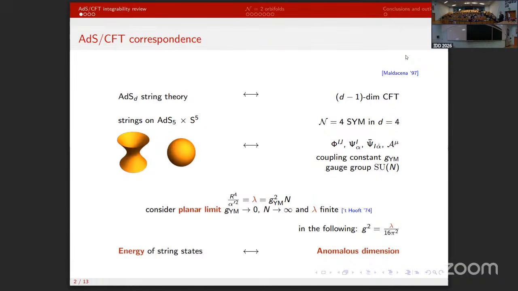Don't get confused: I called it lambda here, but now I will use g, which is just a rescaling. So for now, my coupling will be g. Of course, this correspondence also states that every observable on the AdS side has a dual observable in the CFT side. The first thing that people looked at is the spectrum, so the energy of string states, which is related to the anomalous dimension of gauge invariant operators.